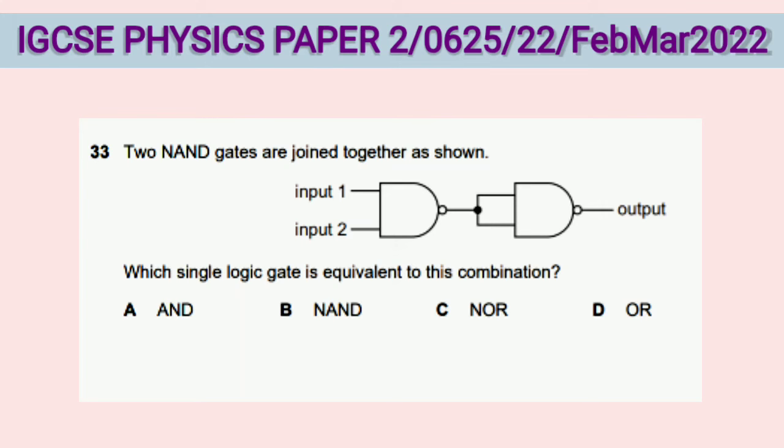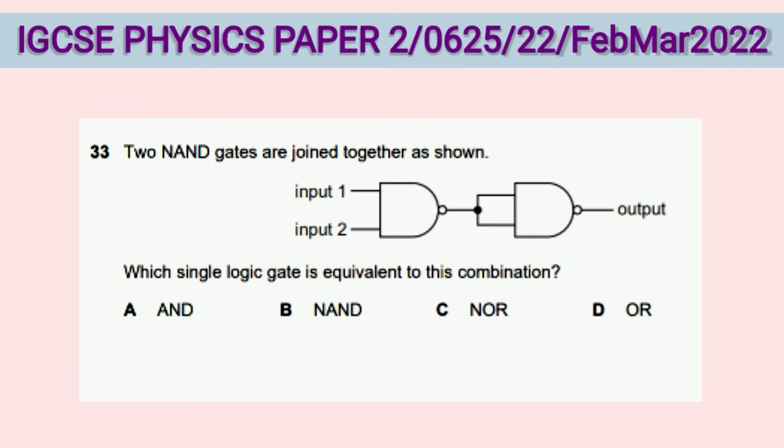Question number 33. Two NAND gates are joined together as shown. Which single logic gate is equivalent to this combination? NAND gate is combination of AND and NOT gate. Single logic gate equivalent to this combination, that is two NAND gates in series, is AND gate. That means option A is the correct answer.